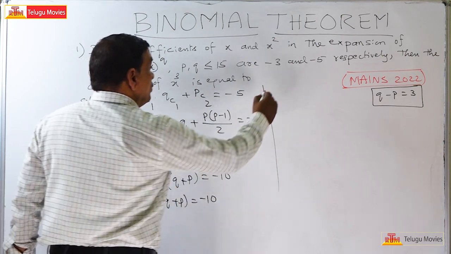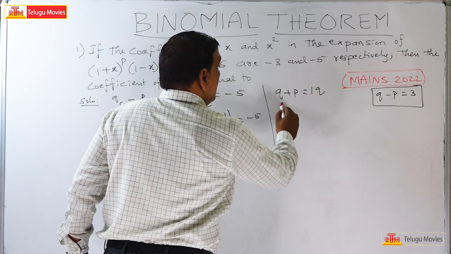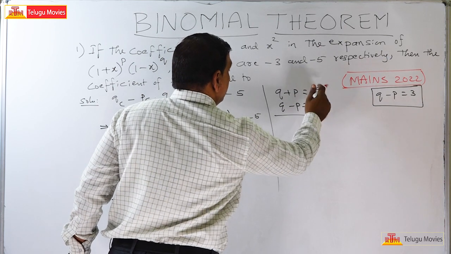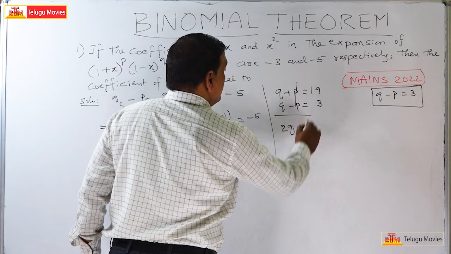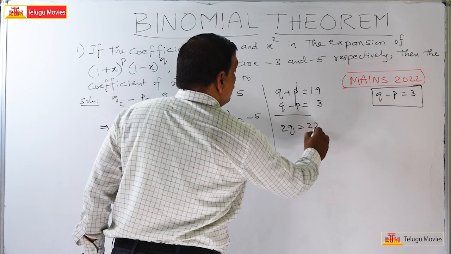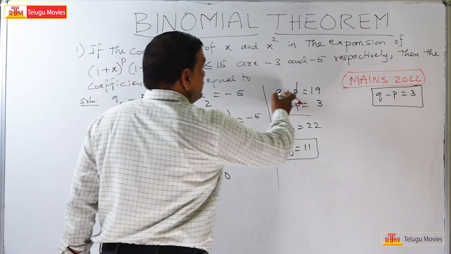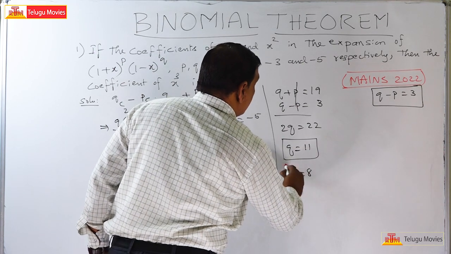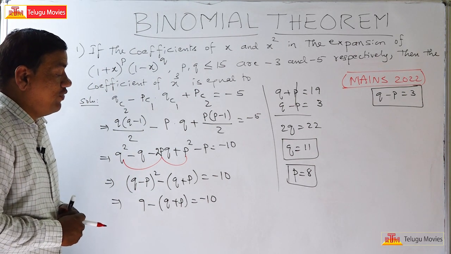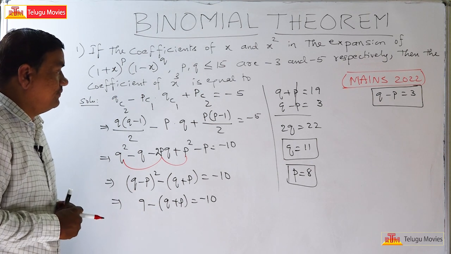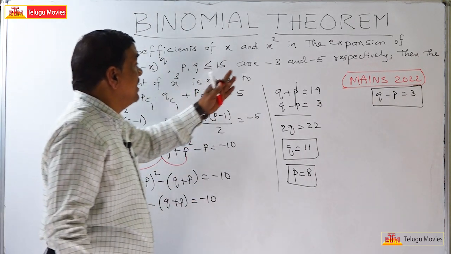So, take this minus 10 to the left hand side. This is equal to Q plus P is equal to 19, and Q minus P is equal to 3, which we already got. Then you add it. So, 2Q is equal to 19 plus 3, which is equal to 22. Therefore Q is equal to 11. Okay now. After Q is equal to 11, the P value is equal to 8, since Q plus P is equal to 19. So P value 8 you got and Q value 11 you got. Understand? After knowing this P value and Q value, substitute here, expand, and you will get the coefficient of x cube.